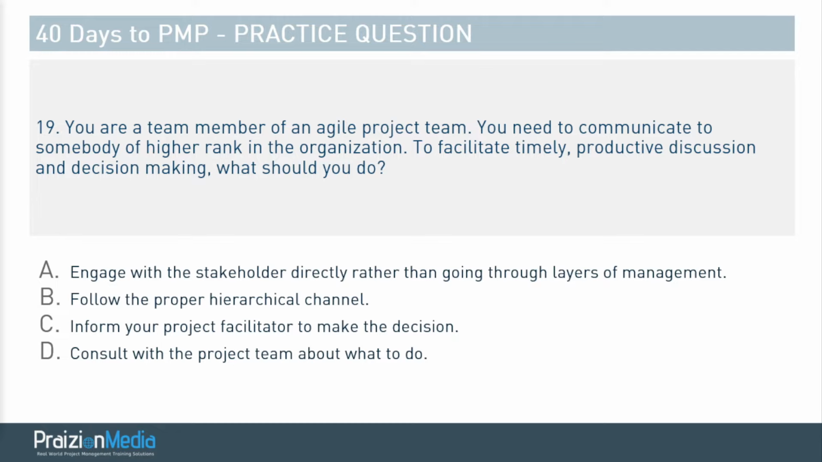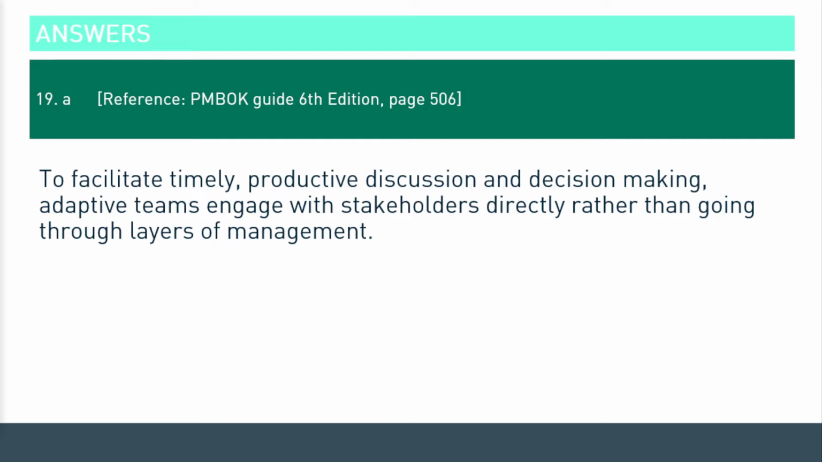The best answer to this question, my friends, since you are in the world of Agile, is to take the bull by the horns and engage with that individual directly to facilitate timely, productive decision making. Adaptive teams engage with stakeholders directly rather than going through layers and layers of management.